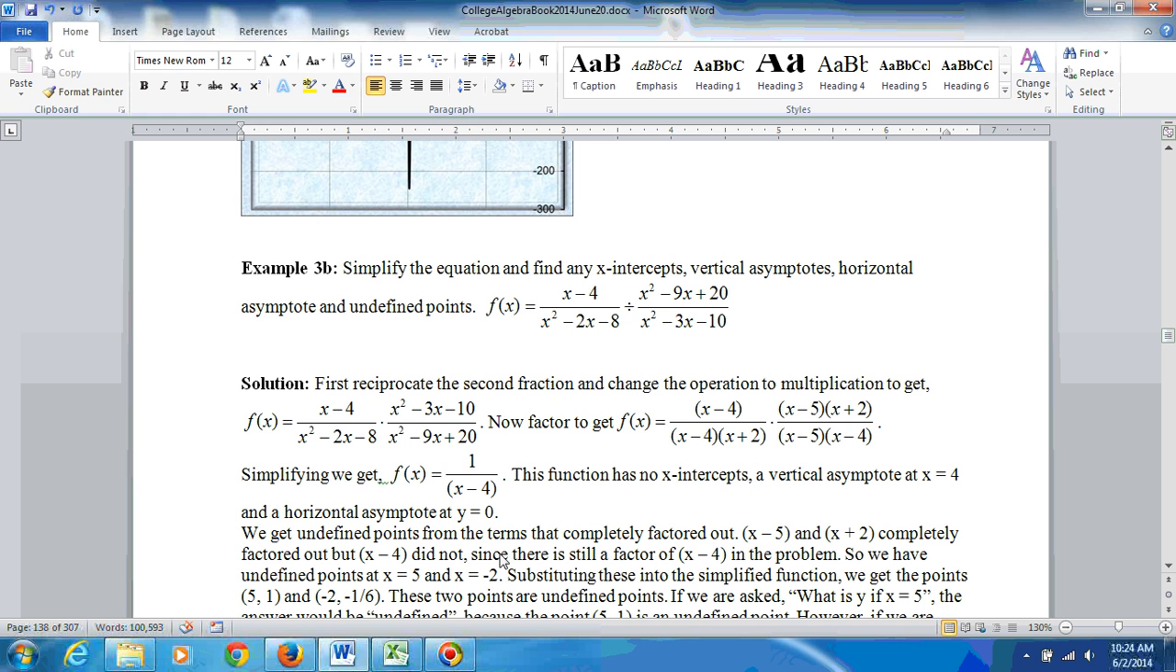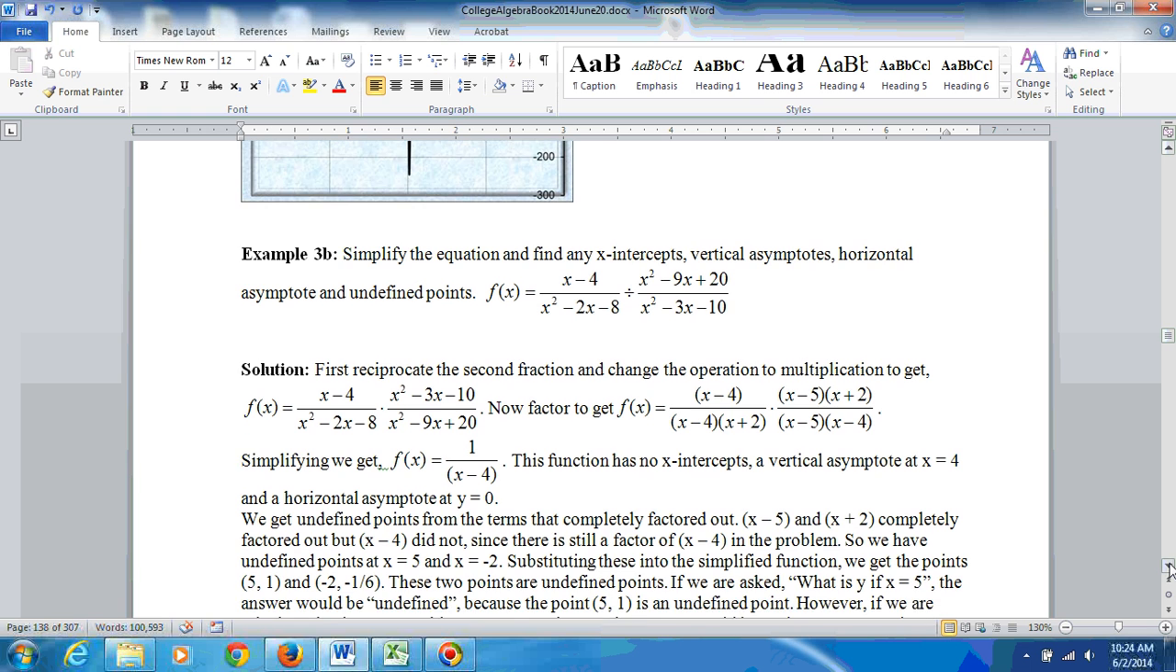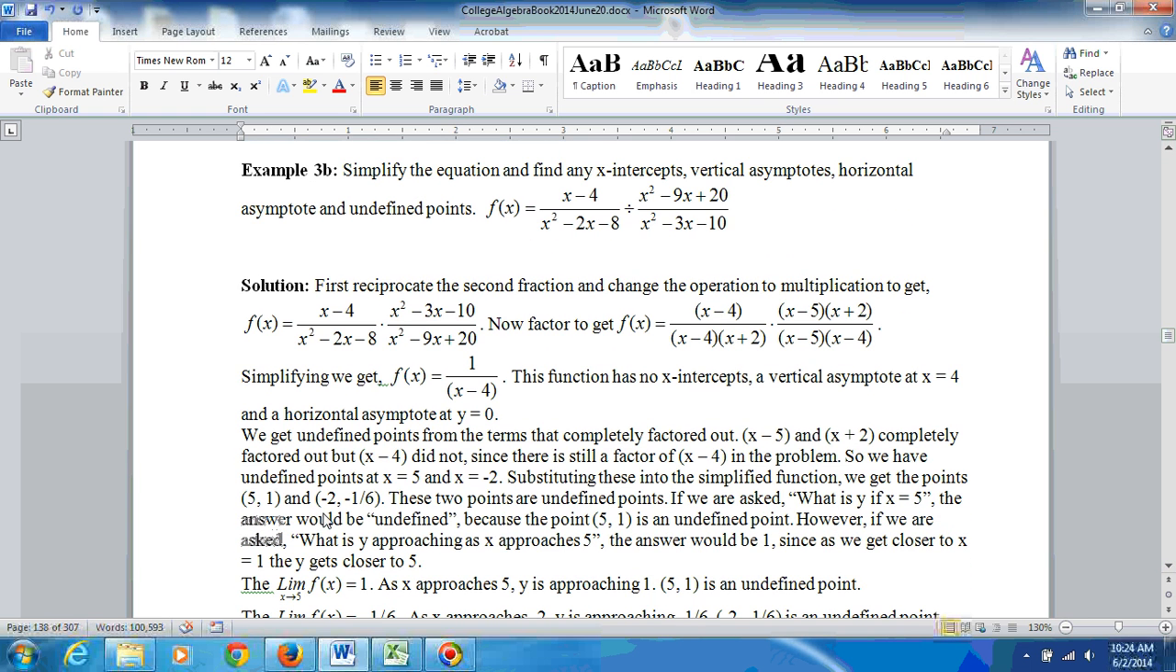So the x value of negative 2 is the x value of an undefined point. If you put negative 2 in here, negative 2 minus 4, it's negative 6 on the bottom, or 1 over negative 6. So this is an undefined point, negative 2, negative 1/6. 5 makes these terms that got canceled out 0. If I put 5 in here, I get 5 minus 4 is 1, or 1 over 1. So 5, 1 is also an undefined point. So the limit as x approaches 5 is 1. The limit as x approaches -2 is -1/6.